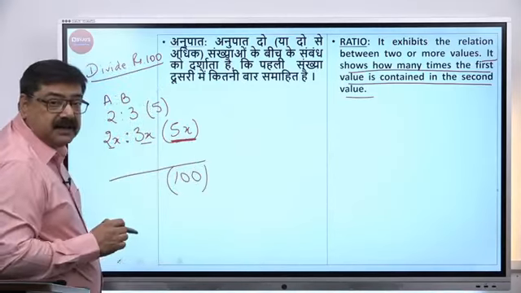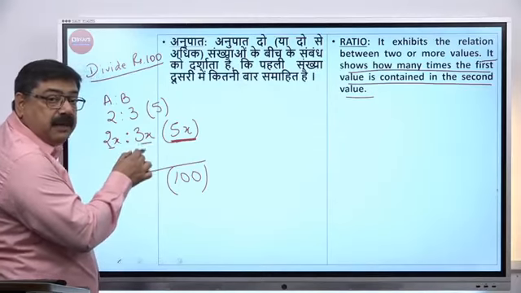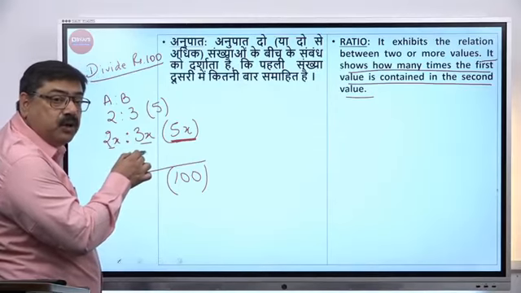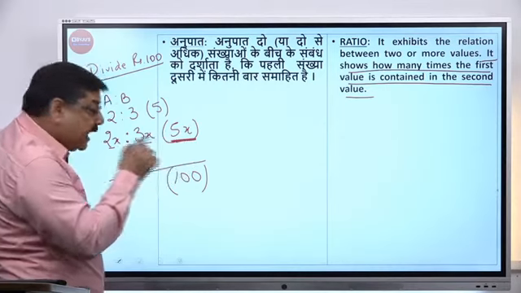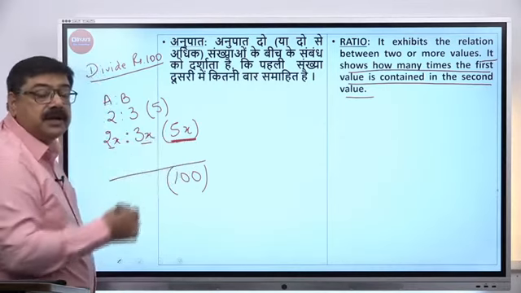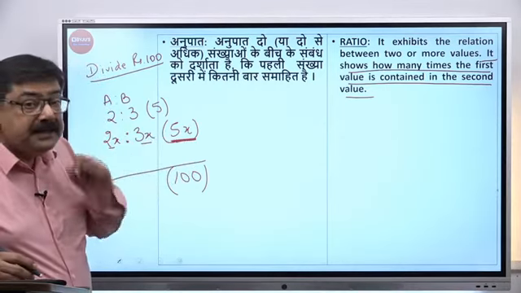Now, according to the ratio 2x plus 3x, the sum of the ratio points is 5x. And sum of the amounts with A and B is going to be rupees 100.